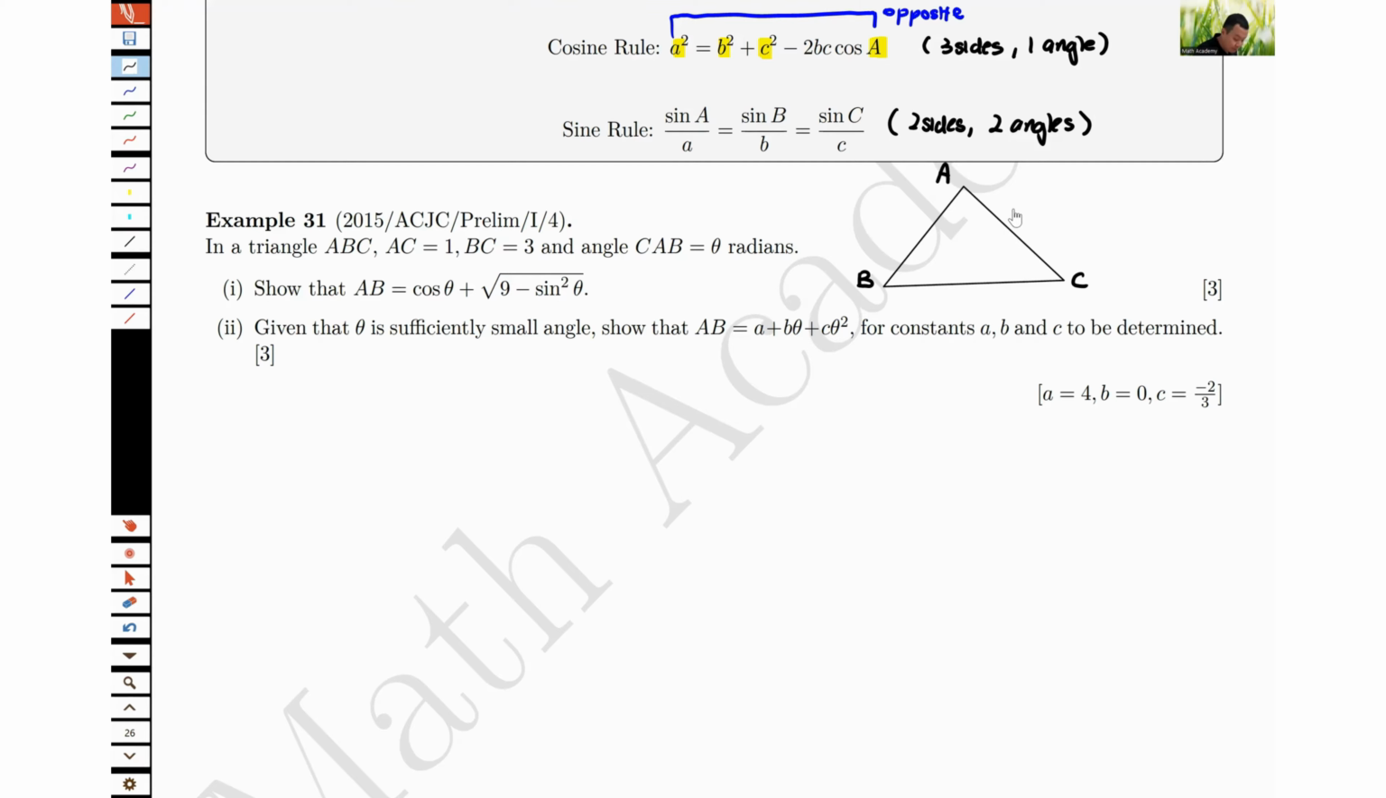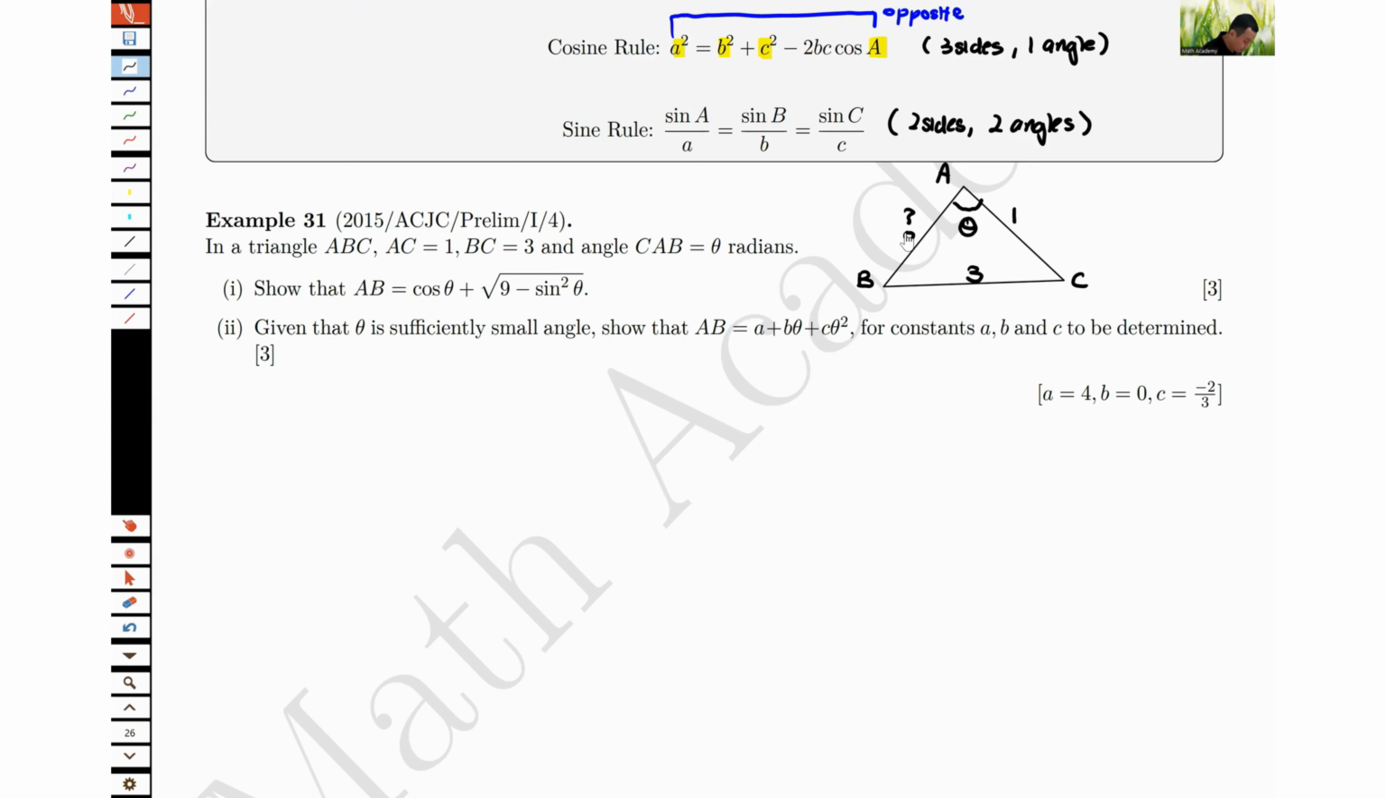Our AC length is 1. My BC length is 3. The angle given is CAB, so this is your angle theta. What are we asked to find? I'm asked to find AB to show this formula. So AB is this side here. This is the question mark.